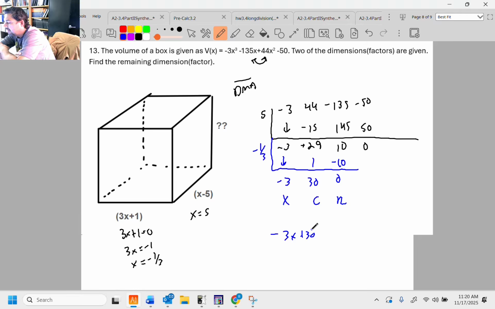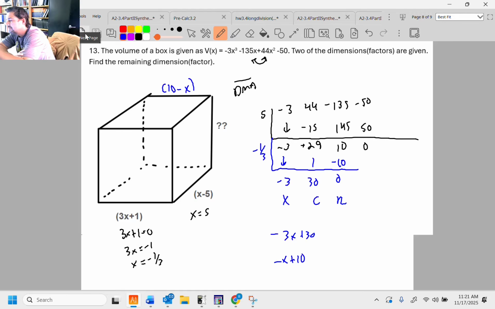Here's one of the flaws in synthetic division, and it is a flaw. If this was a negative 3x times 3x is negative 9x. So I'll rewrite it so this isn't a problem. The missing factor is negative x plus 10, which would be 10 minus x. Synthetic division has its flaws, and that's one of them. But whatever you get is okay. It is. Promise you.